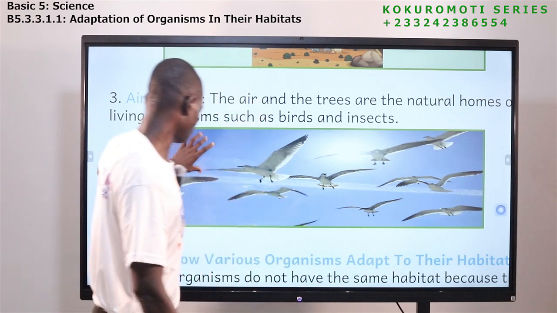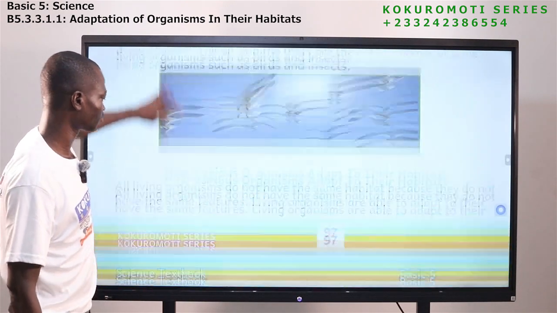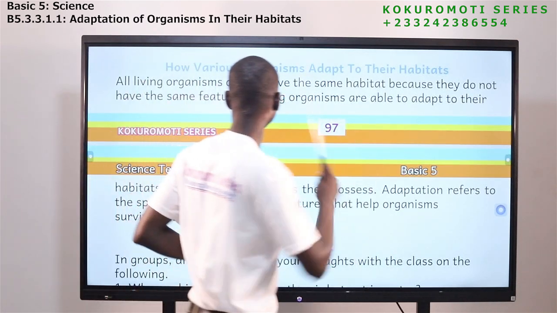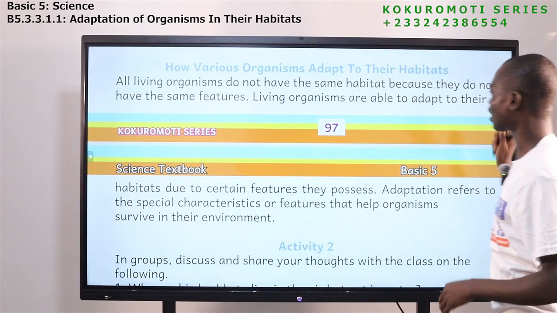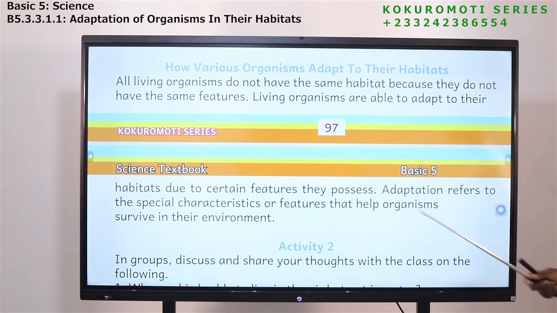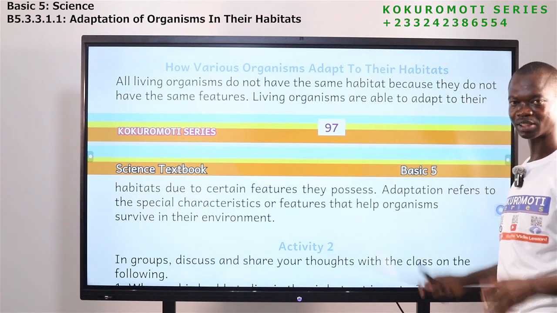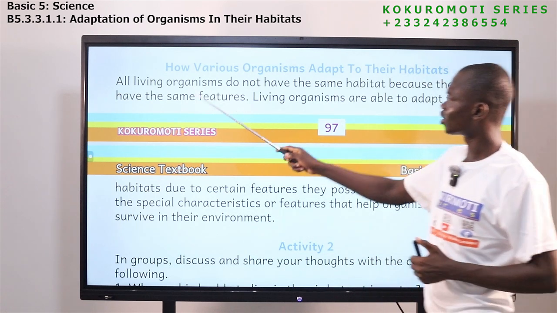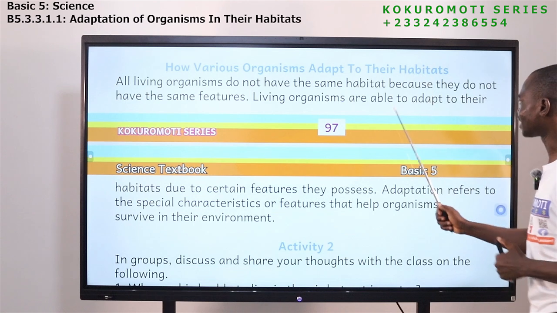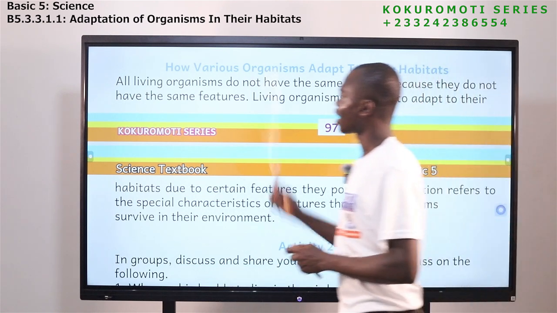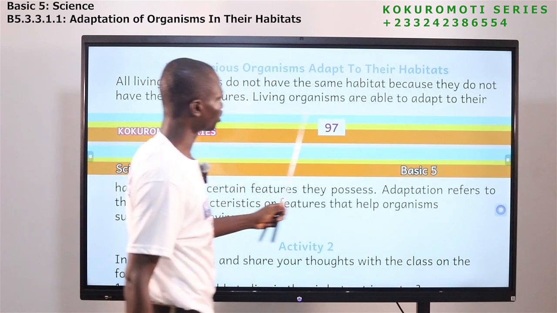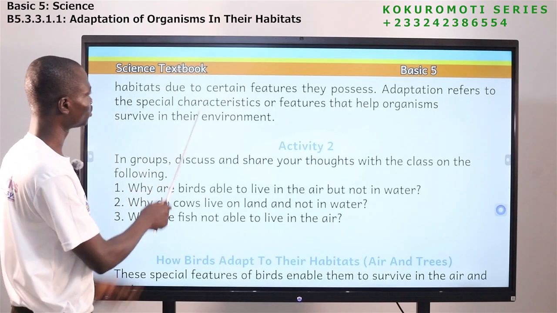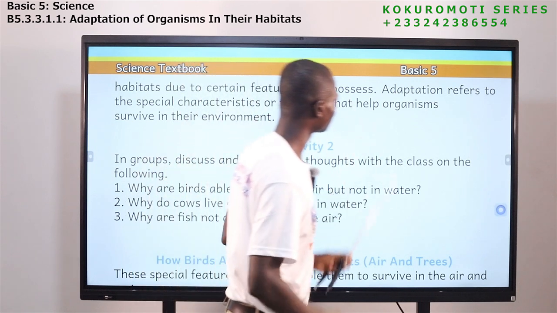Okay, now let's move on. We are looking at various organisms, or how various organisms adapt to their habitats. How various organisms are able to survive in their habitats, how they are able to live in their habitats. Okay, so all living organisms do not have the same habitat because they do not have the same features. Living organisms are able to adapt to their habitat due to certain features they possess.